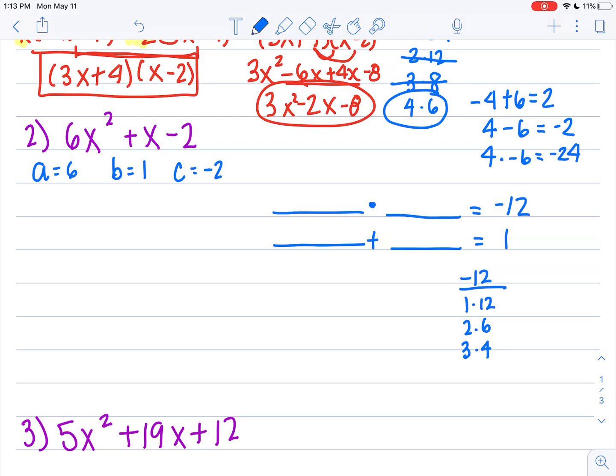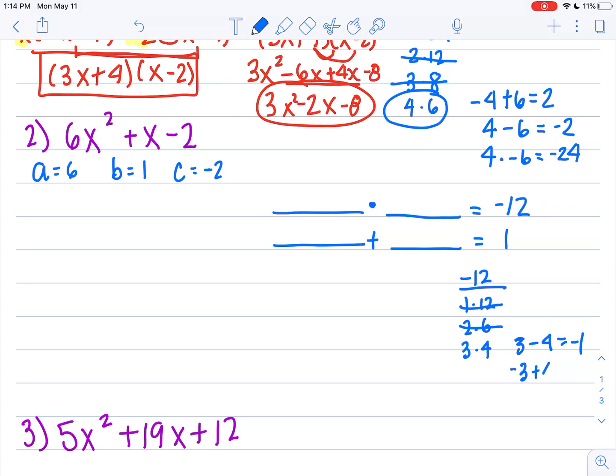Now I have to make a -12 and a +1. Okay, this 12 minus 1 is 11. 12 plus 1 is 13. That's not going to give me a 1. 6 plus 2 is 8. 6 minus 2 is 4. That's not going to give me a 1. But what about this one? 3 plus 4 is 7. But 4 minus 3 is 1, right? So I have to do a positive one. If I was going to do a negative one, it would look like this.